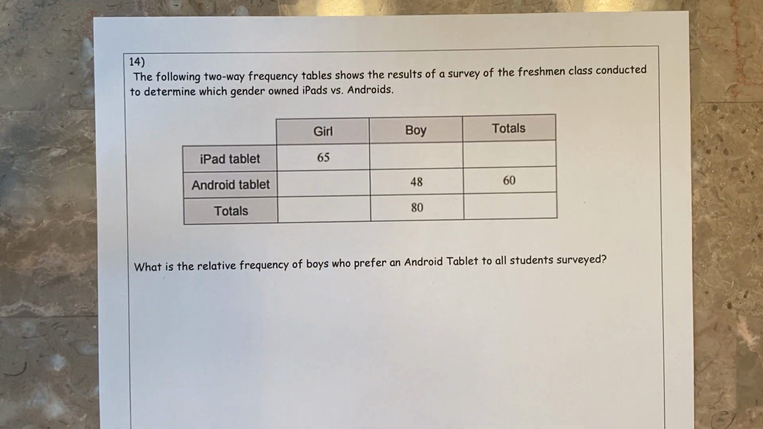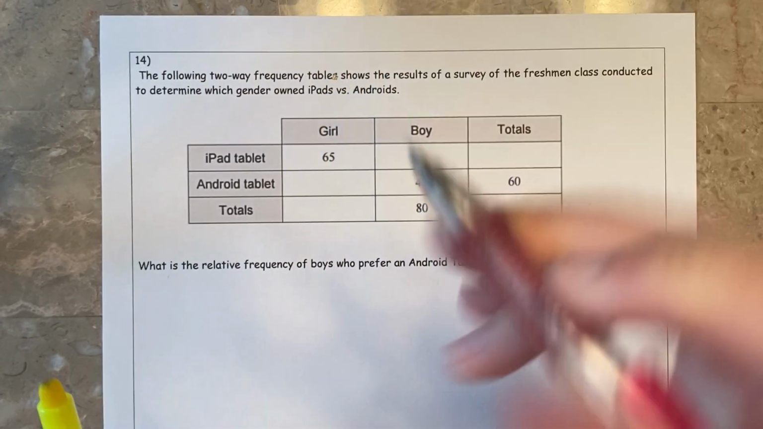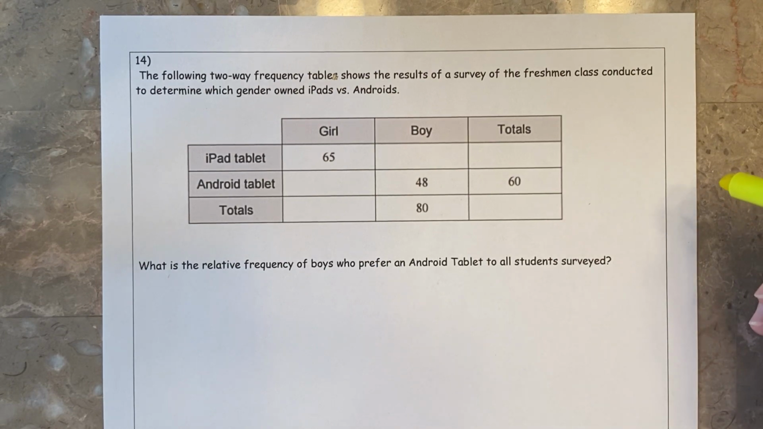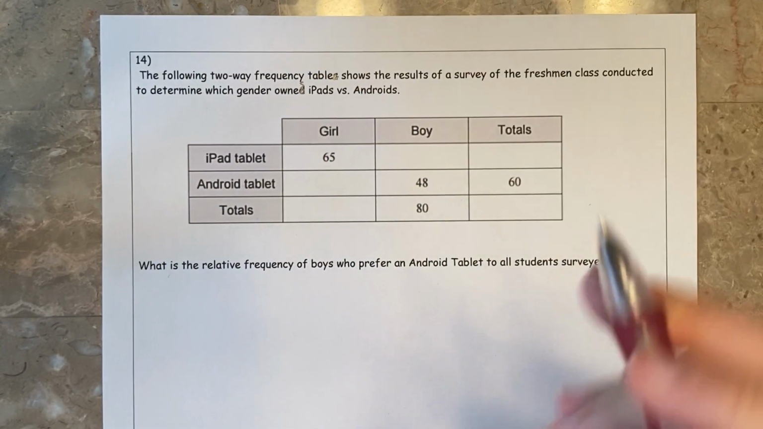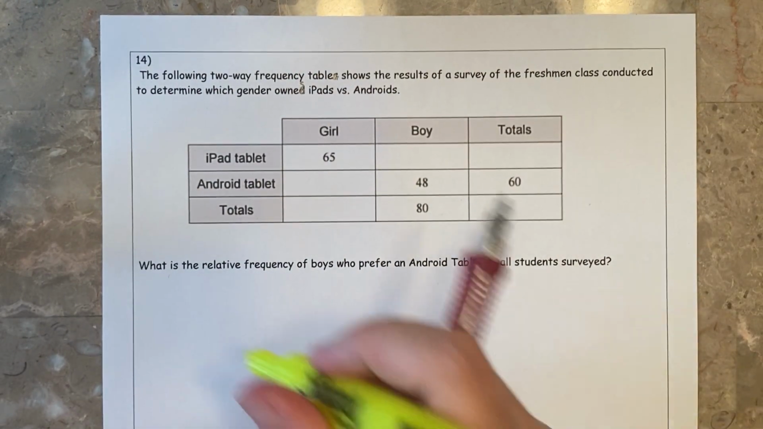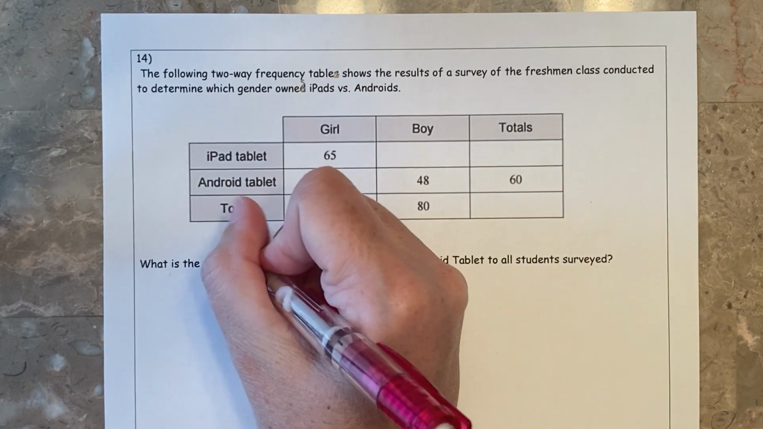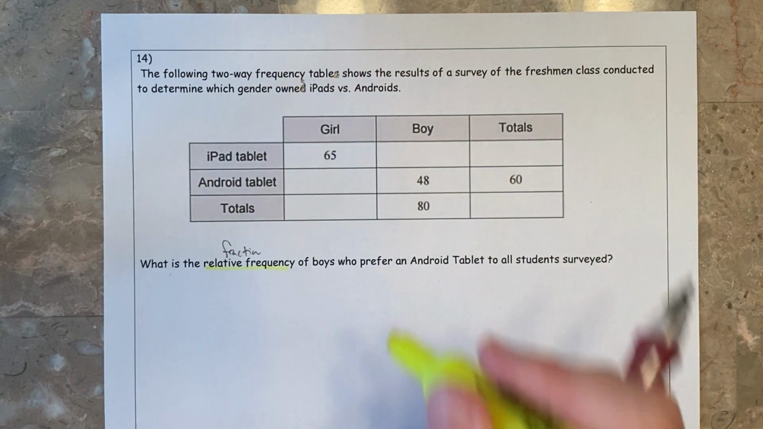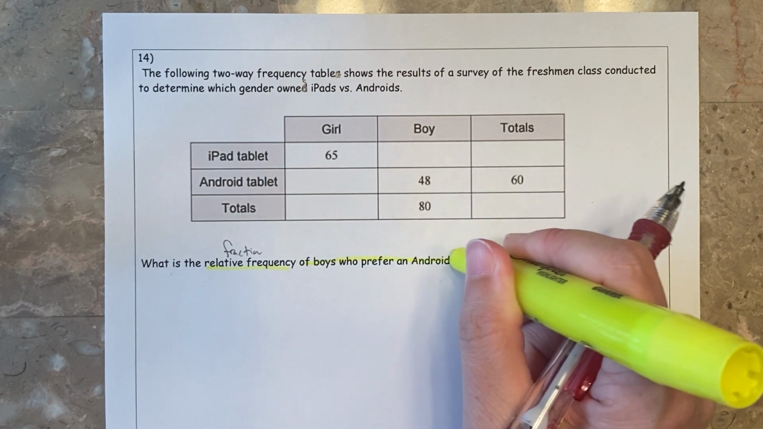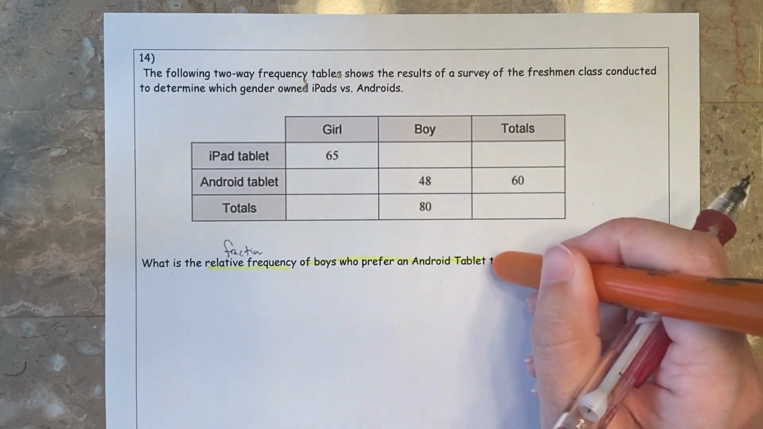Hopefully you guys are doing okay with this. The following two-way frequency table shows the results of a survey of the freshman class conducted to determine which gender owns iPads versus Androids. Okay, so what is the relative frequency? That just means make a fraction of boys who prefer an Android to all the students surveyed.